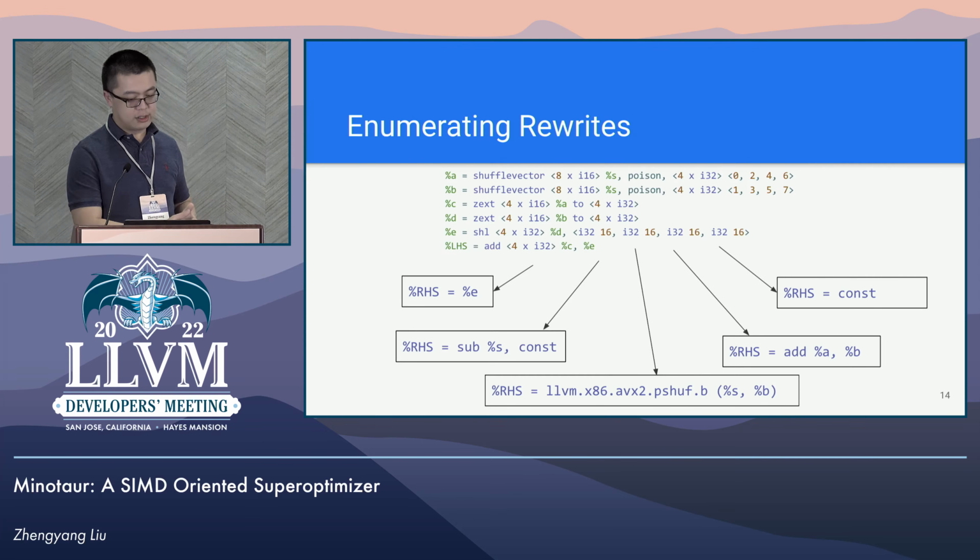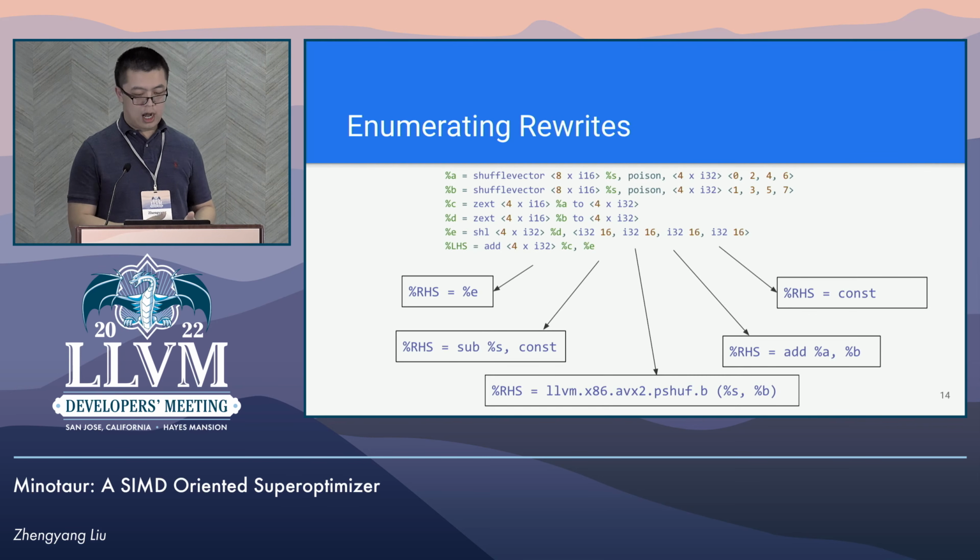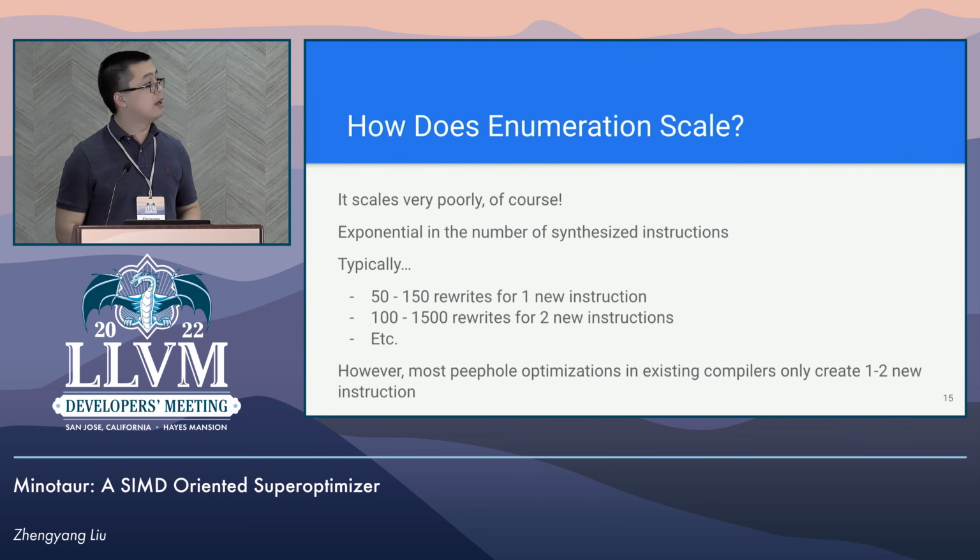Here is a picture showing the search we are doing. We enumerate all the possible right-hand sides, trying to find a cheaper implementation of the left-hand side. Clearly, most right-hand sides here are not valid. We need to keep trying until we find a good one. So you may ask here, how does our enumeration algorithm scale? And of course, it scales very poorly.